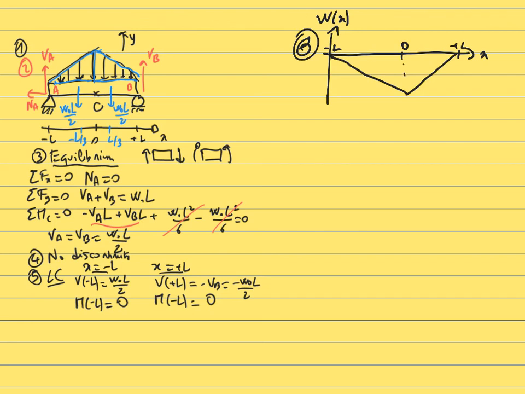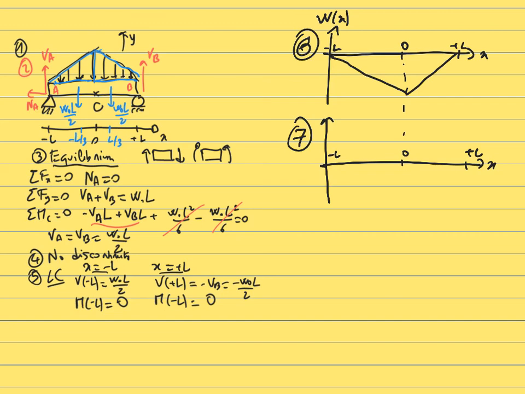Okay, so remember that in this case, the reason that the distributed load is negative is because it's going down, which by convention is associated with a negative distributed load. Then we are going to integrate this graphically to get the internal shear. So the internal shear as a function of x between plus L and minus L.